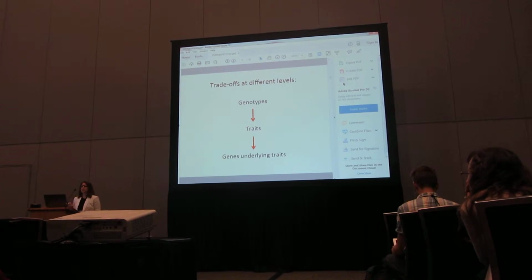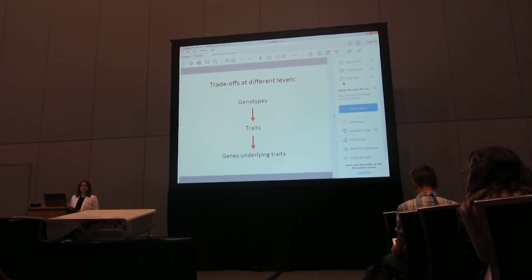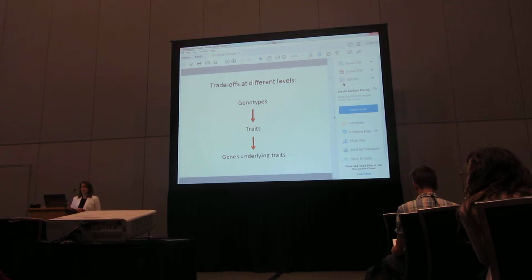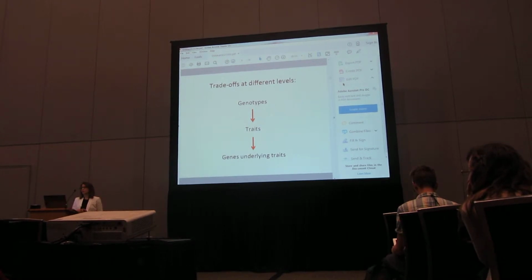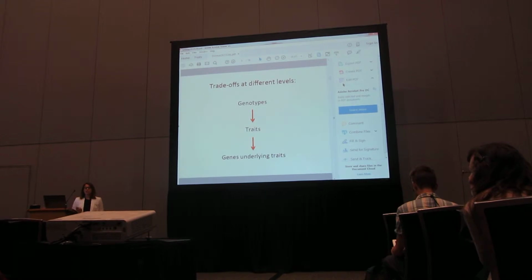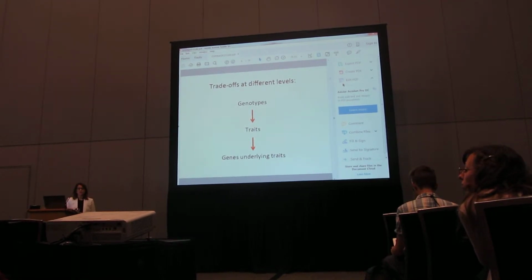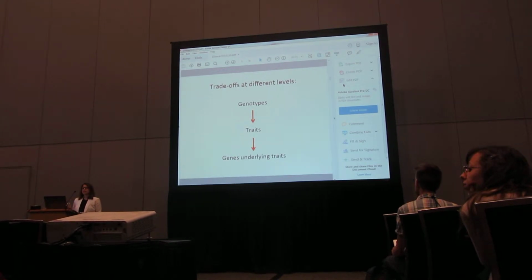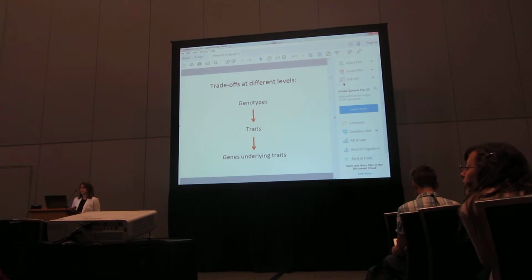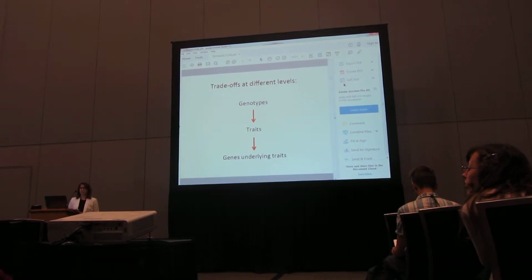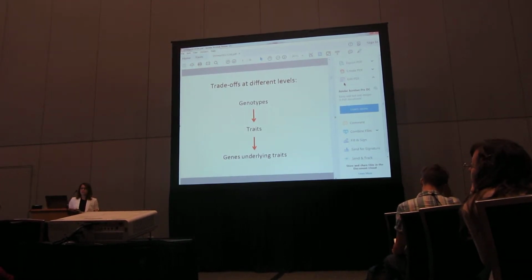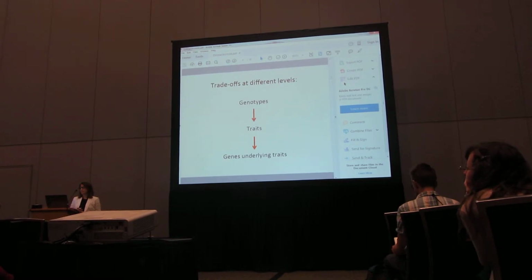Also, I think about trade-offs at different levels. There can be trade-offs at the level of the genotype, like in the examples I just showed, where a southern genotype does better in the southern habitat. But obviously underlying those genotypes are adaptive traits, and underlying those traits are genes. We could see a trade-off at the level of the genotype without necessarily seeing trade-offs at the levels of traits or genes underlying those traits. And I'm interested in exploring trade-offs across these levels.